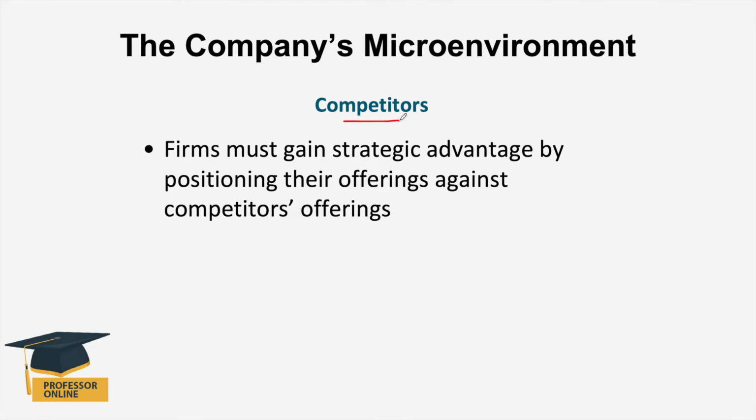Competitor is important. A firm has to gain a strategic advantage by positioning their offering against a competitor's offering. So what you're offering to the customer has to be positioned against the competition. Again, Apple and Samsung example. If Apple is releasing a phone with a 12 megapixel camera, Samsung has to either match it or make their product better if they want the customer to switch from Apple to Samsung. Otherwise, the customer will position in their mind that Apple is better than Samsung.